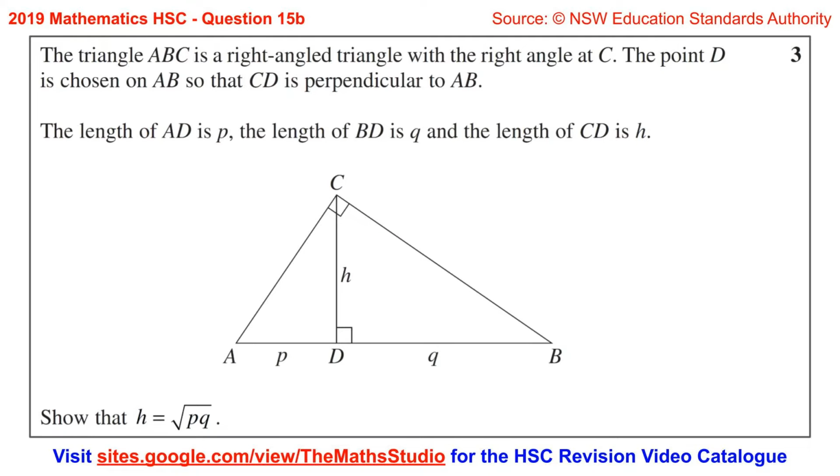Question 15b. The triangle ABC is a right-angled triangle with the right angle at C. The point D is chosen on AB so that CD is perpendicular to AB. The length of AD is P, the length of BD is Q, and the length of CD is H. Show that H equals the square root of PQ.